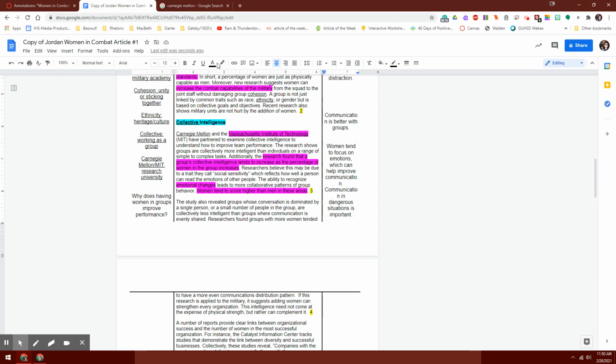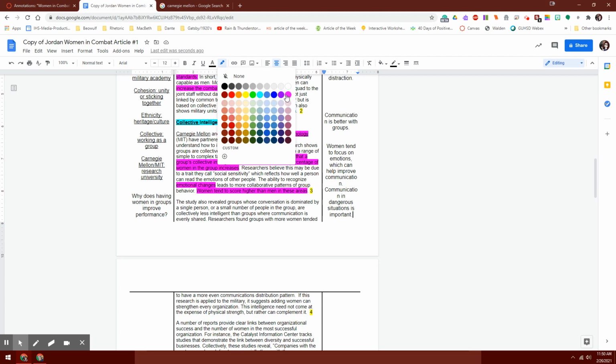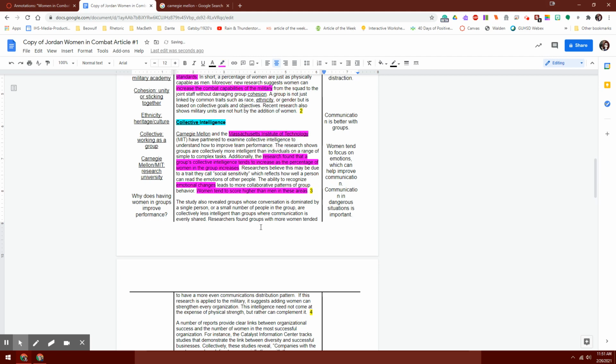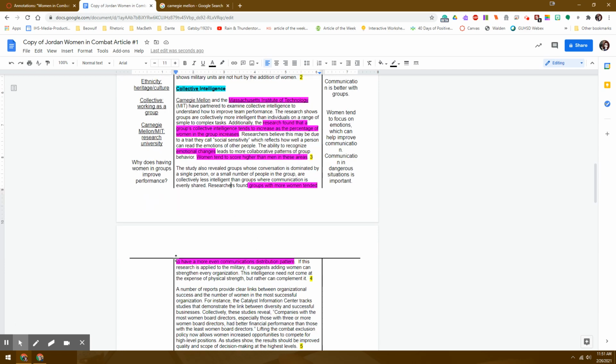So there's a couple things that I want to highlight in here. Okay, so the groups with more women have more even communications, and that's a positive. So I'm going to highlight that for purple because that is a good positive for why women should be in the military. Okay, again, this idea of communications.